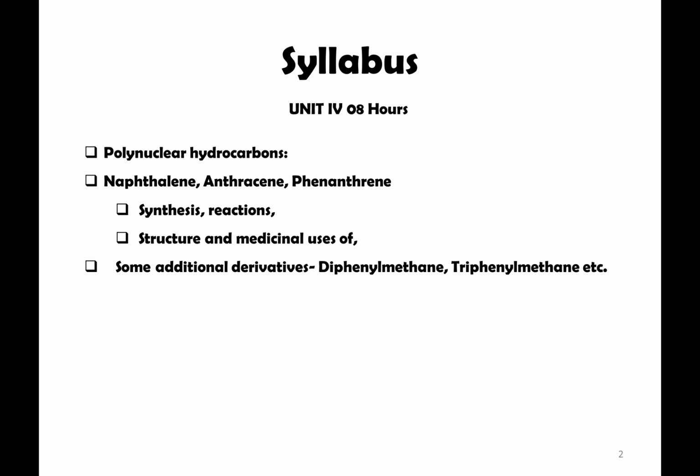polynuclear hydrocarbons, and we are going to deal mainly with the synthesis, reactions, structures, and medicinal uses of three main derivatives: naphthalene, anthracene, phenanthrene. We are also going to see some additional derivatives like diphenylmethane, triphenylmethane, and then we will wind up with the MCQs and various questions.